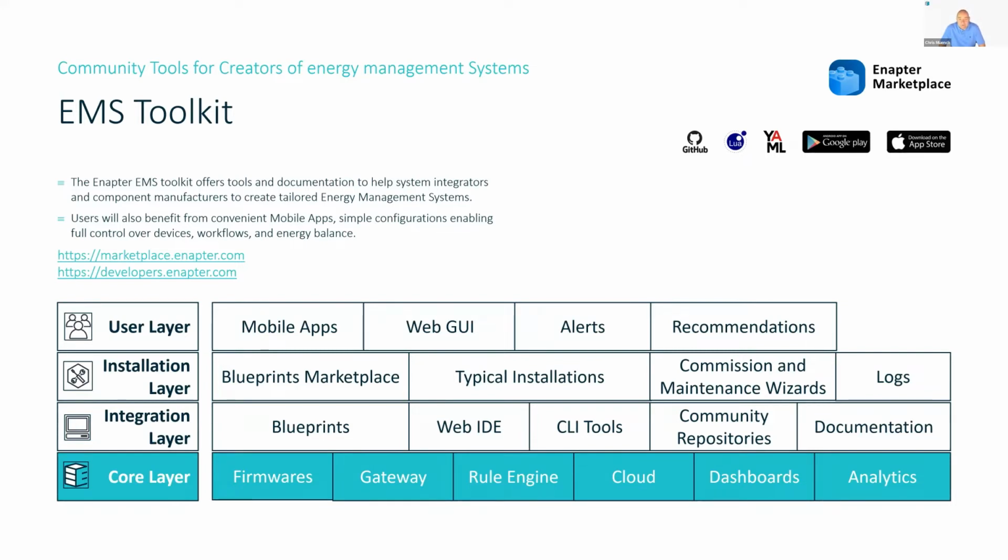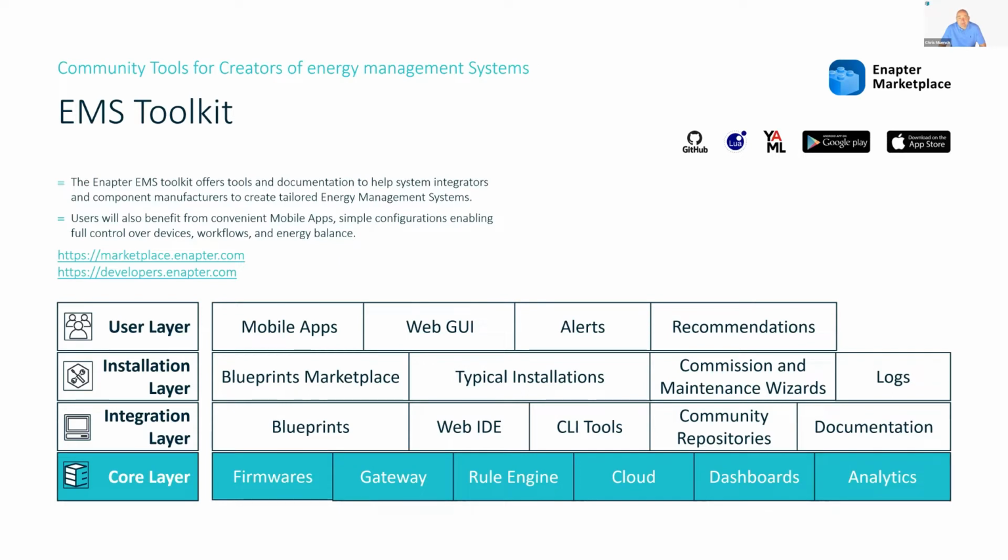The installation layer is then for the installers. They can basically go to the marketplace, download new blueprints, and see how they can integrate that with other systems that they encounter at the customer sites. They have templates for typical installations, which make it very easy to create new installations. And helping with that are commissioning and maintenance wizards that guide you through those templates very easily. And then, of course, logs to look at what's going on in the system.